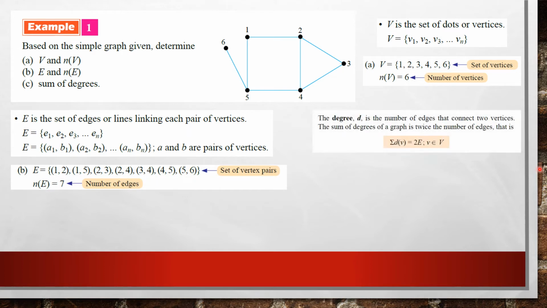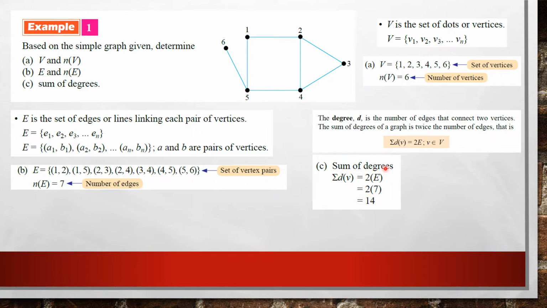Next is sum of degrees. What is sum of degrees? The degree is the number of edges that connect to a vertex. The sum of degrees of a graph is twice the number of edges. This is the symbol for sum. Sum of degrees is equal to 2E, that means 2 times E. Your E here, the number of edges, is 7. So 2 times 7, you will get 14. This is the sum of degrees.